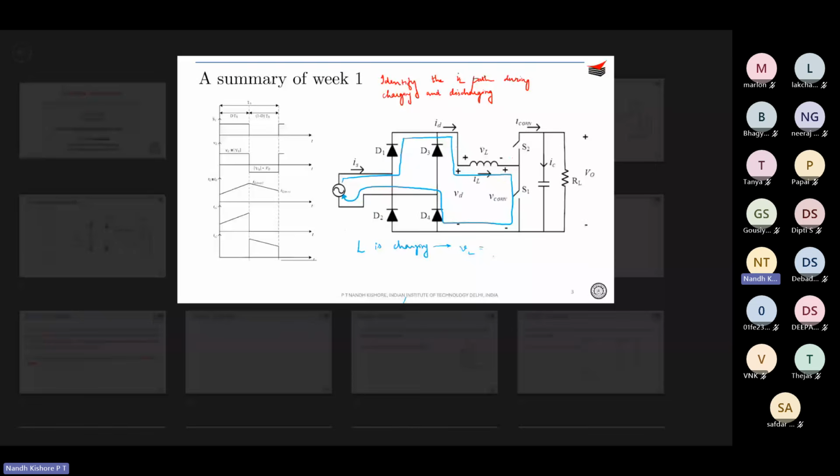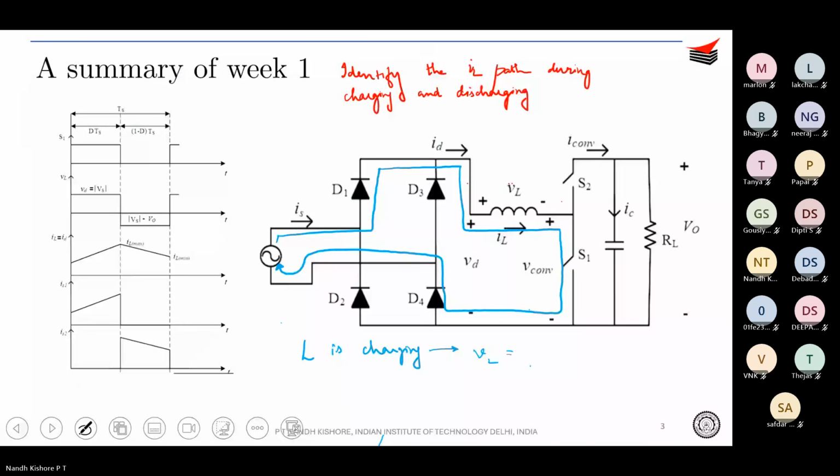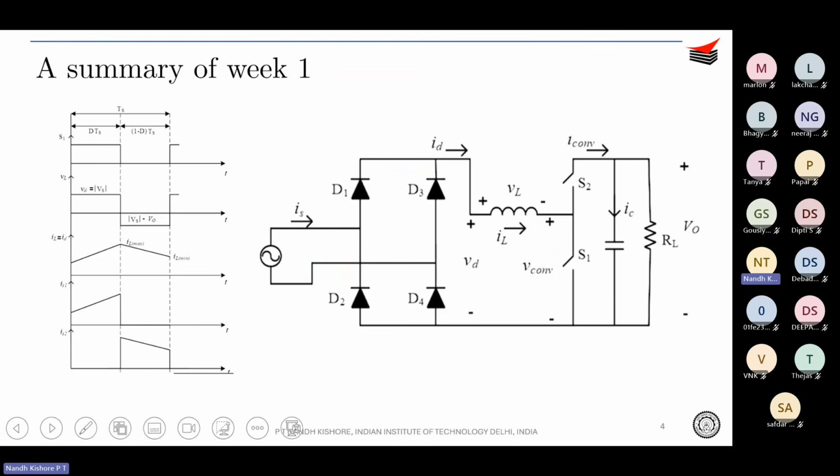All right. So VL would be mod VD minus, because S1 is on, the voltage at the other end is going to be 0. So it would just be your mod VD, which is basically Vm sin omega t. Okay. So this is your VL during the D period or the duty period, correct? During the DTS period when S1 is on. All right. And vice versa when S1 is off, right?